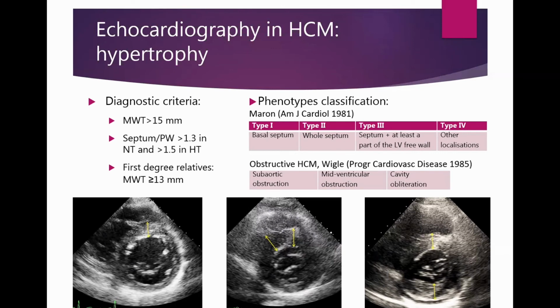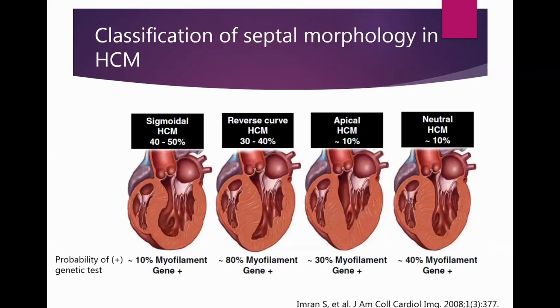The Maron classification is based on the segments with hypertrophy. Functional type classification in obstructive hypertrophic cardiomyopathy may be subaortic obstruction, mid-ventricular obstruction, or cavity obliteration. According to the septal morphology, we have 4 types of cardiomyopathy: with sigmoidal septum, with reverse curve septum, apical form, and neutral or almost flat septum.